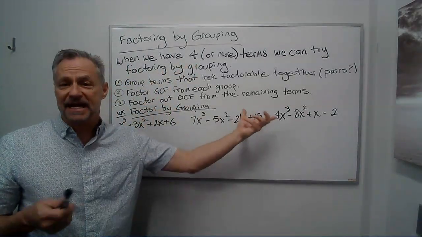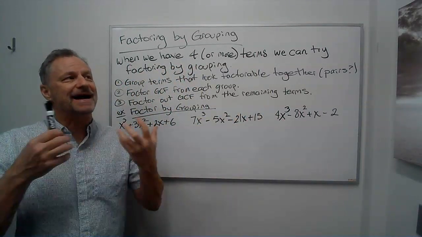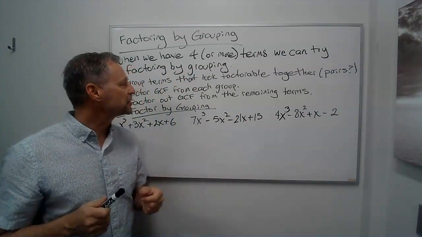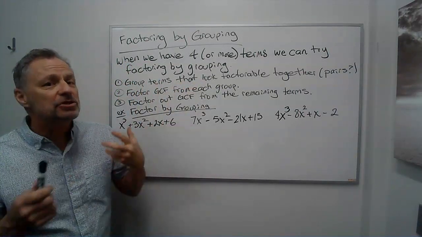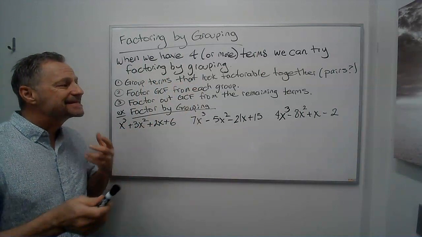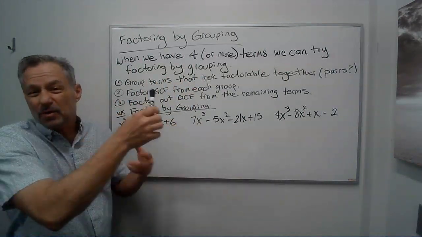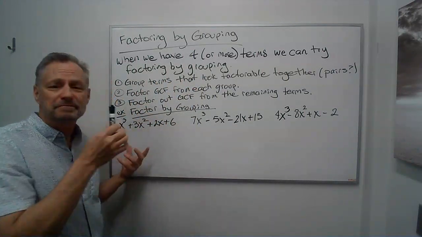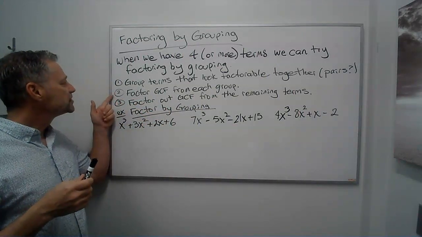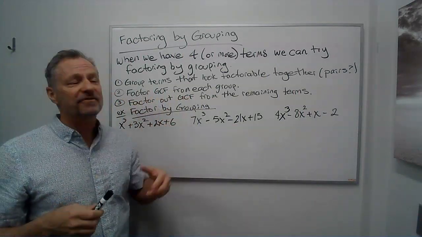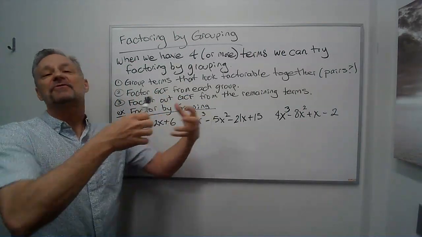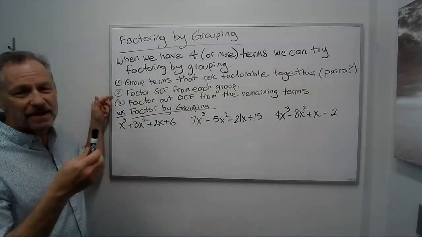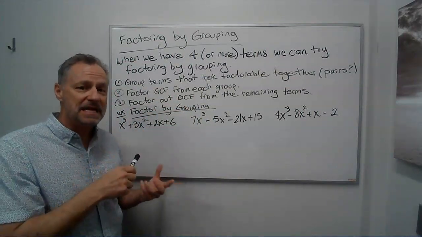All my examples today just have 4 terms, so we can get that idea, kind of make it a little simpler. So what we do is we group the terms that look factorable together, usually in pairs. Sometimes we may have to rearrange the order of the pairs. In this case, maybe not. So 2, factor the greatest common factor from each group, and then factor out the GCF from the remaining terms. And these 2 sound kind of confusing, but I think you'll know what I mean when you see how I work them out.